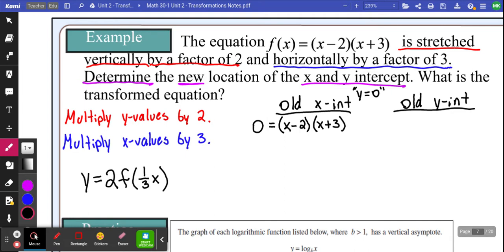The first x-intercept would be at 2. Second x-intercept would be at negative 3. My old x-intercepts are (2, 0) and (negative 3, 0). That's my old x-intercepts.